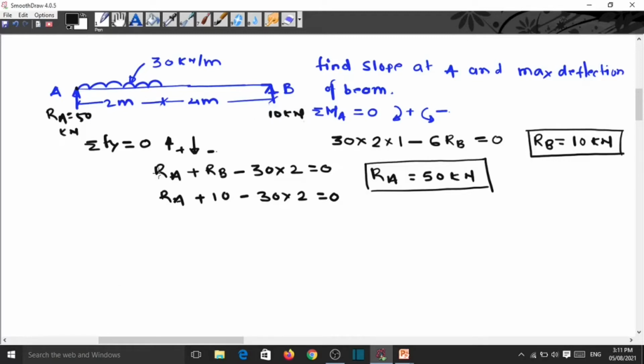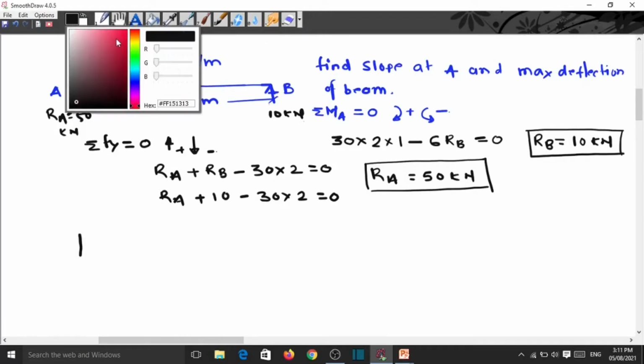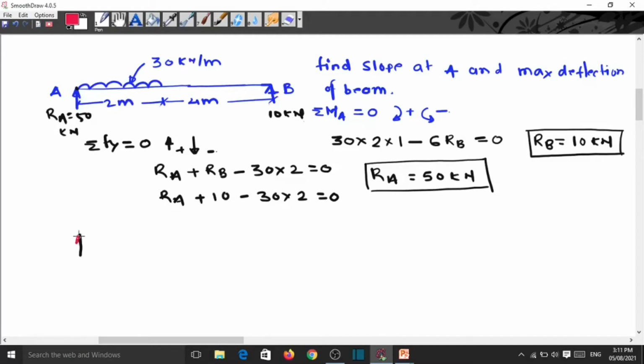Now when the beam is subjected to partial UDL, we have to modify the beam. We have to always apply the UDL throughout the length. Here the applied load is partial, so we have to make some changes in the beam. So this beam is to be modified like this.